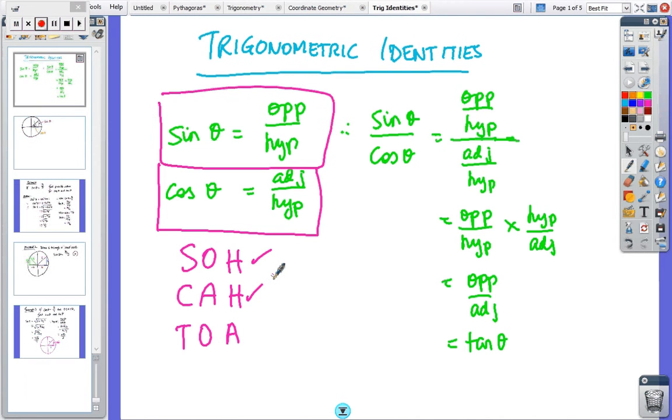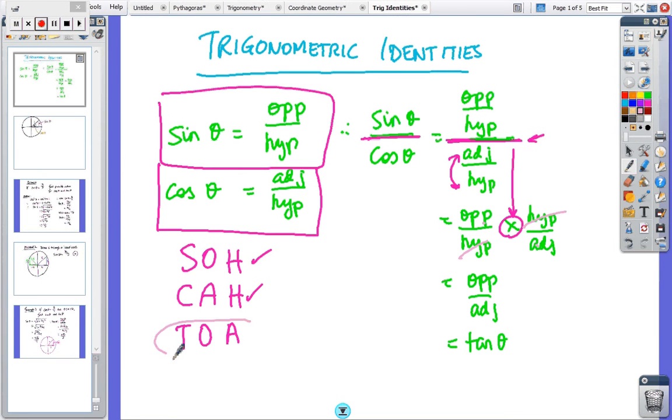So in this first one, I want to see what happens when we just do sine over cos. So there's my division sign. So I'm dividing the two things. So I've got opposite over hypotenuse divided by adjacent over hypotenuse. Now, that's a division sign, so I can flip division to a multiply, and then I have to turn the second number upside down. So when you divide, you multiply by the reciprocal, so opposite over hypotenuse becomes times hypotenuse over adjacent, and then the hypotenuse sides cancel out, and you're just left with opposite over adjacent.